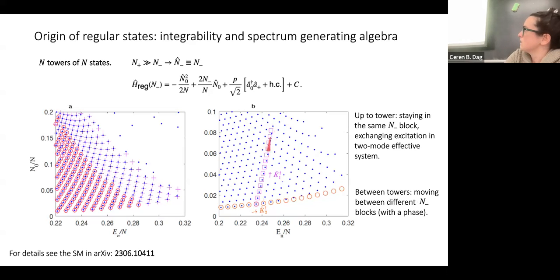You can see it's not capturing the entire thing. And then K2 here basically generates the different towers, so you move between different n minus blocks. Basically, what this shows is that there is an approximate spectrum generating algebra, which is the one that people generally write for quantum many-body scars.